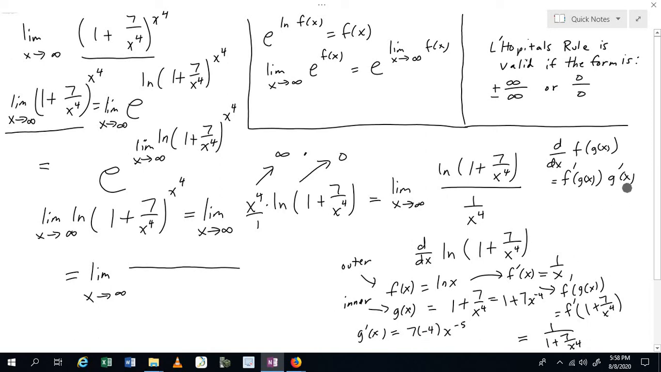And then when you multiply these two together, the outer derivative and the inner derivative, that gives you the derivative of this function here. So there's your outer derivative, and then that's your inner derivative. And I'm just going to write that as negative 28. Okay, so that's the top part. That's the derivative of this function here.